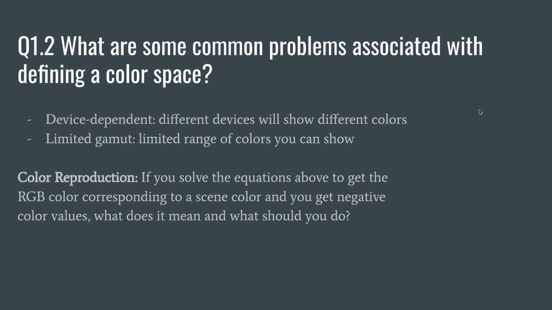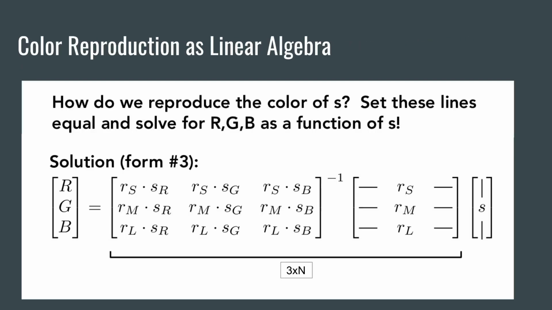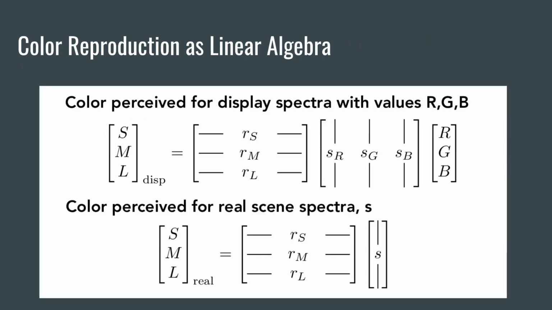All right, so one of them is that color space is device dependent. So different devices will show different colors. Just to go back to what we were talking about here, for different devices, we're going to have different spectral emission values, and therefore, if you keep your RGB value constant and change up these ones here, you're going to end up with a different final SML value.